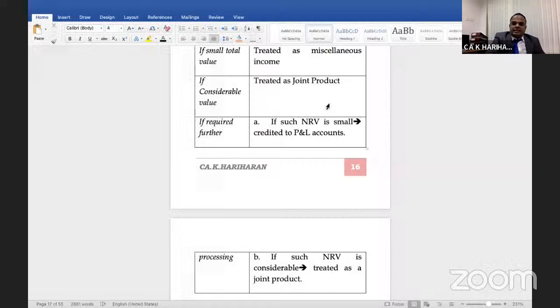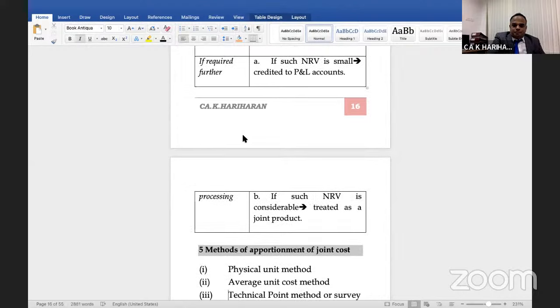Yes, in case of a soap manufacturing company, glycerin is my byproduct. Now, got the concept? Then, accounting treatment, depending upon the value, the accounting treatment may go into where. Then, how to apportion the cost of the joint product? The incurring joint product. How to apportion the cost?